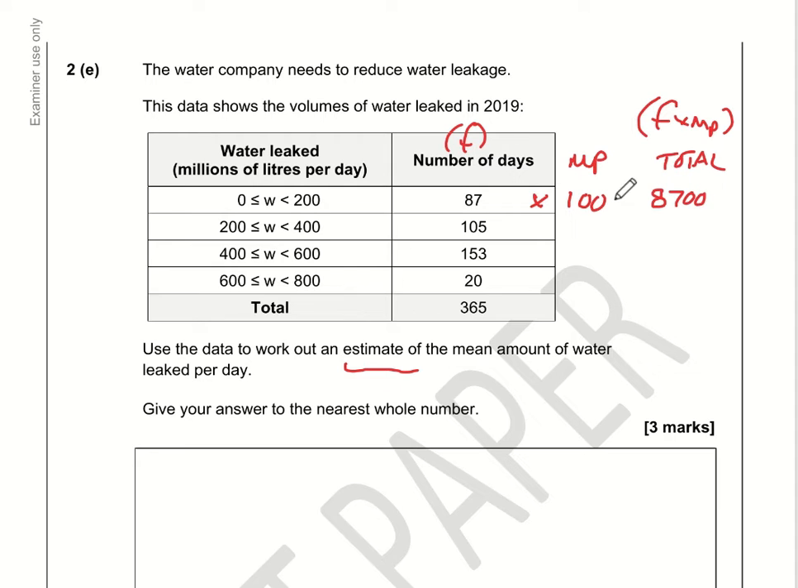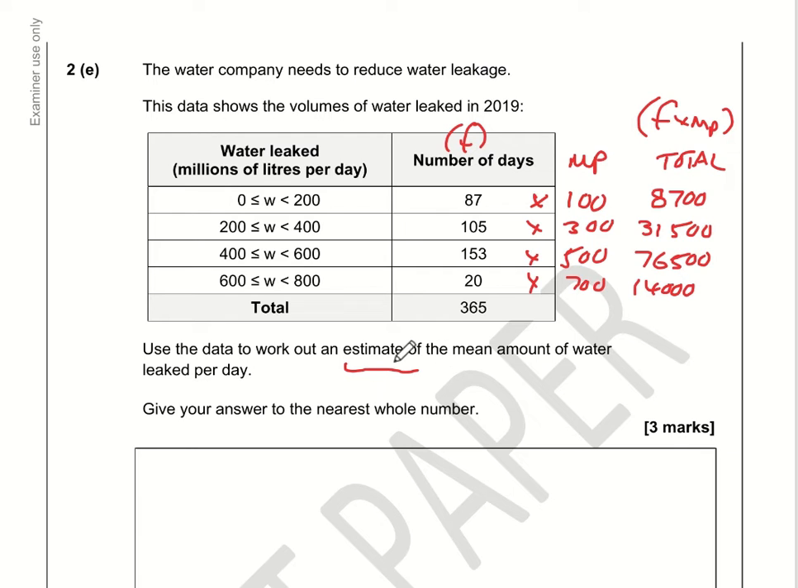8,700 million litres. So let's work out the midpoints of these. So that is 300, 500 and 700, nice and easy, and let's multiply across. 105 times 300 is 31,500. 153 times 500 is 76,500, and 20 times 700 is 14,000.